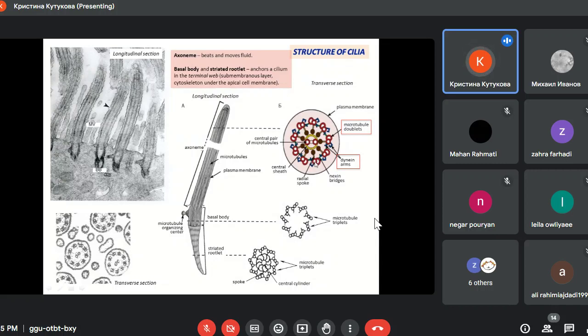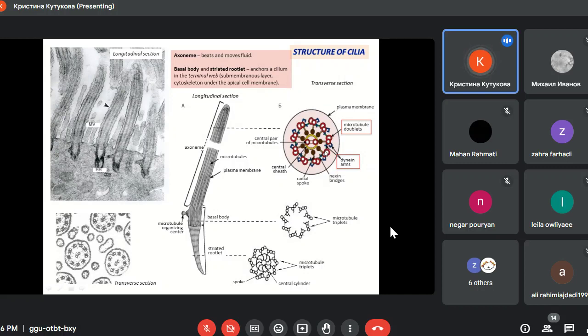So these red circles are cross-sected microtubules, and these pairs are called doublets of microtubules. And one of the microtubules in each pair has so-called dynein arms. This dynein protein is a protein which helps to move along the microtubule. So this dynein protein uses ATP energy to move one pair of microtubules along the adjacent one.